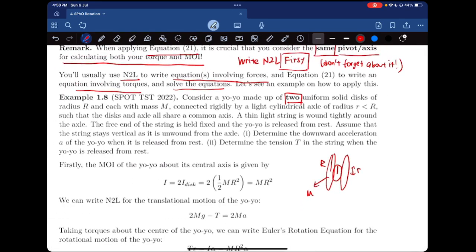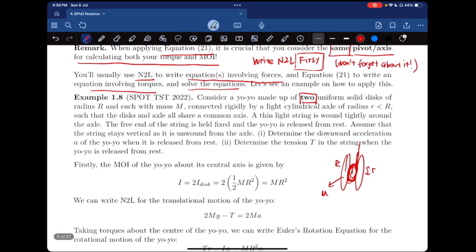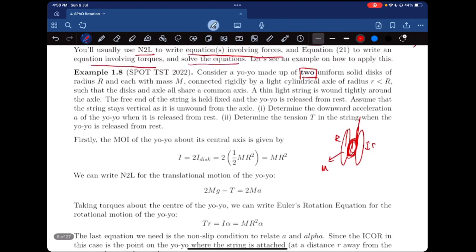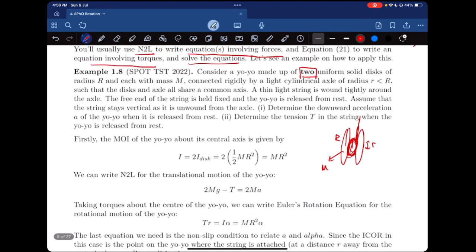So now you have a string that's wound around here, and the free end of the string is held fixed, and the whole thing is released from rest. So first, you want to determine the downward acceleration of the yo-yo, and then you want to determine the tension in the string when the yo-yo is released from rest.